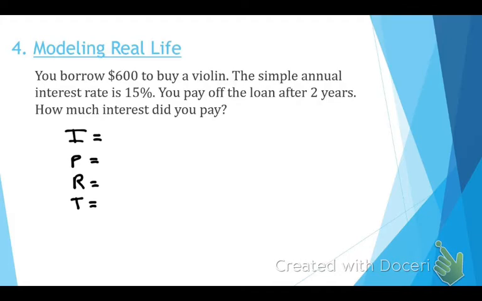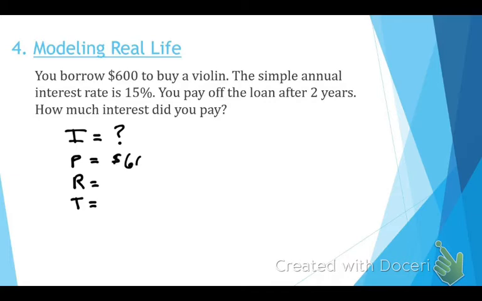You borrow $600 to buy a violin. The simple annual interest rate is 15%. You pay off the loan after 2 years. How much interest do you pay? Do we know our interest? No. We don't know it yet, okay? So that's a question mark. Do we know our principal? Yes. What is it?